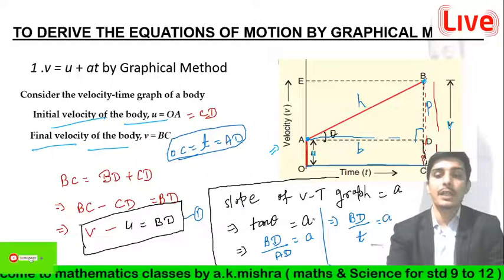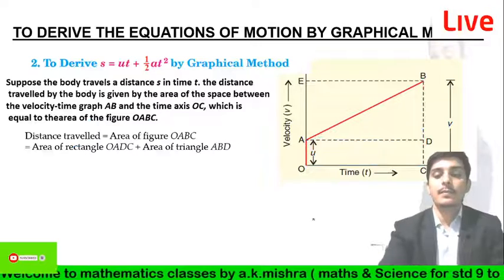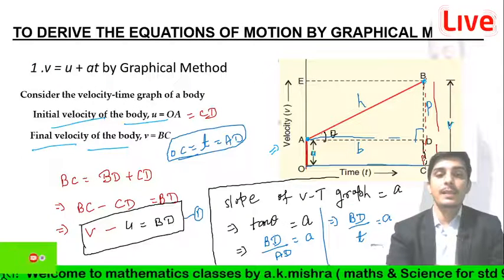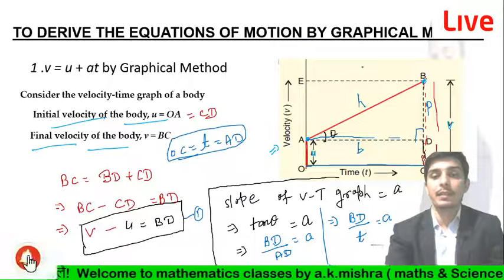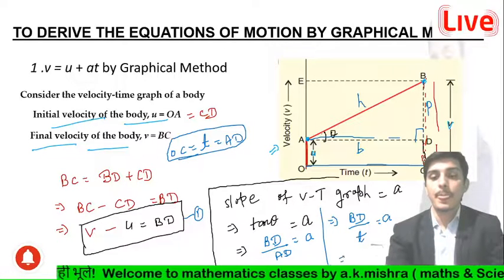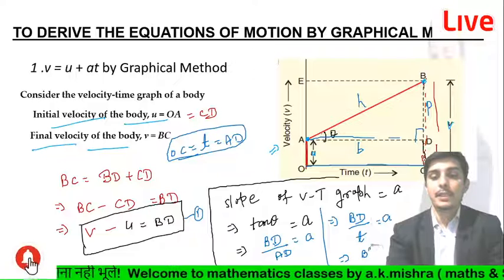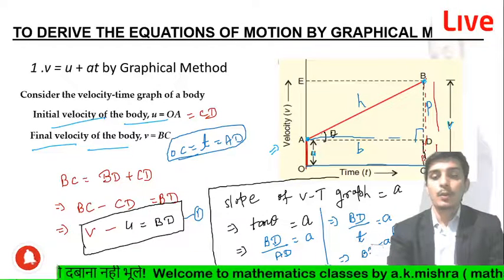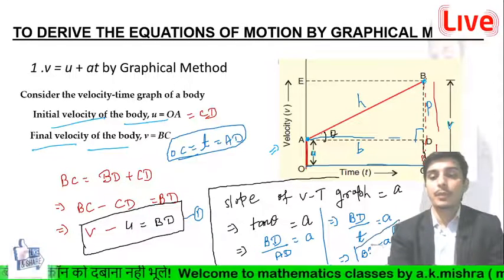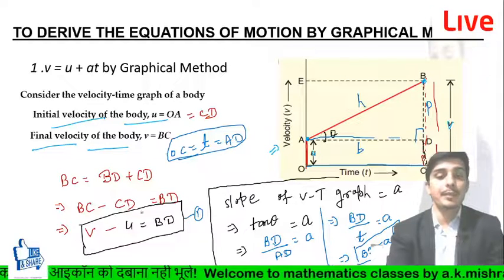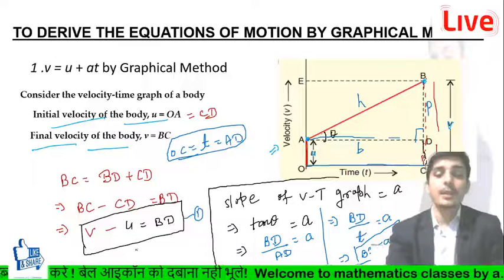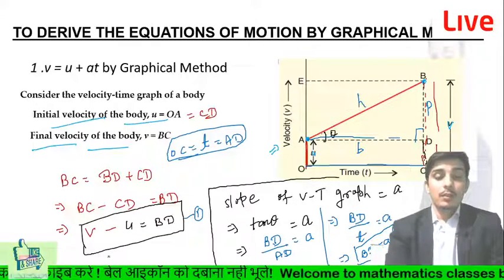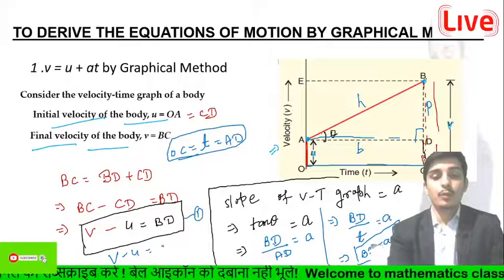So we can simply say that BD is equal to at, okay? So you can put this value BD equal to at in the first equation, and after putting it you will get the result, right? So v minus u equal to at.